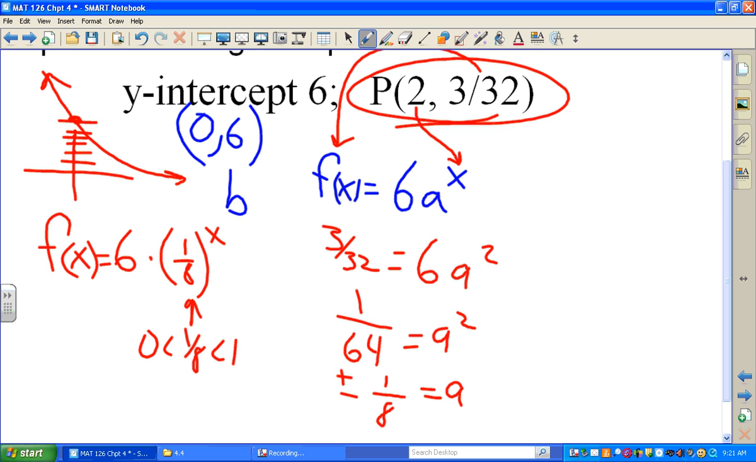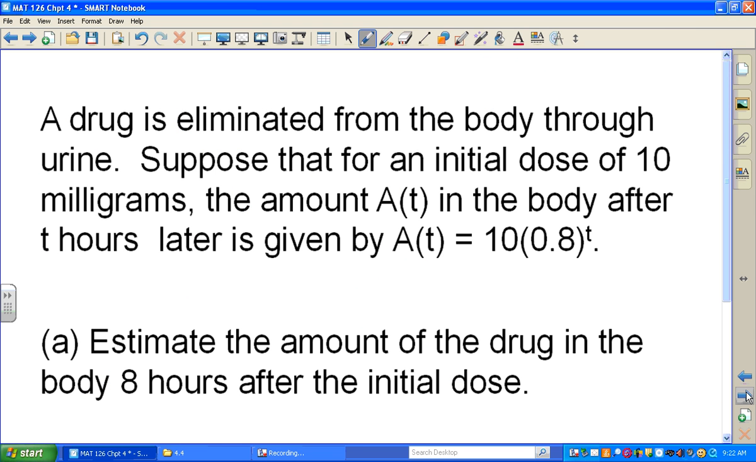By the way, FYI, decreasing exponential functions are known as decay models. Okay? What do you think they're called if they're increasing functions? Growth functions. Okay? So that's the difference between growth and decay. I feel pretty good about that.